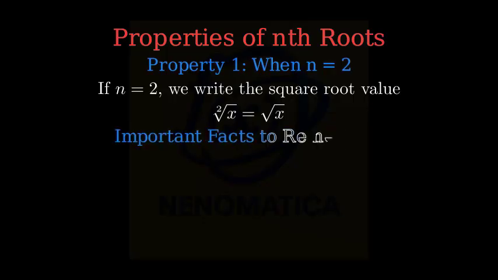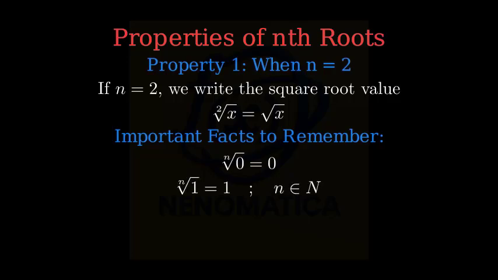Now, let's look at some important facts to remember. First, the nth root of 0 equals 0. Second, the nth root of 1 equals 1, for any value of n that is a natural number. Third, the nth root of -1 equals -1, when n equals 2k plus 1, meaning n is an odd number.